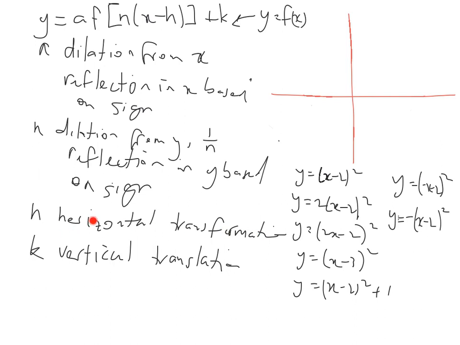H is your horizontal translation, and k is your vertical translation. So h is how far left and right, and remember if it's negative, it goes to the right, if it's positive, it goes to the left, and our vertical translation is how far up and down it goes.